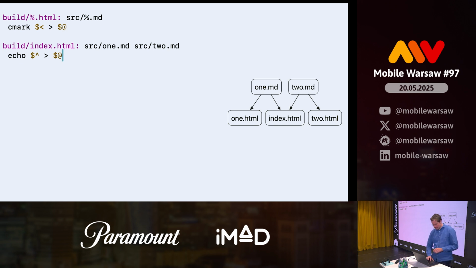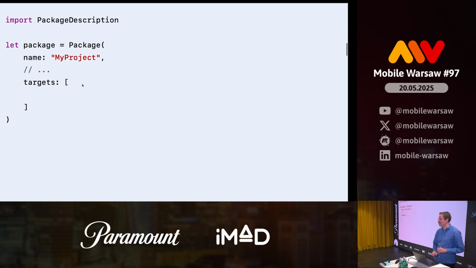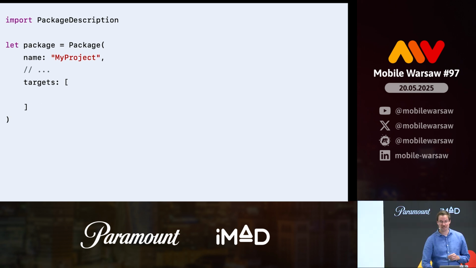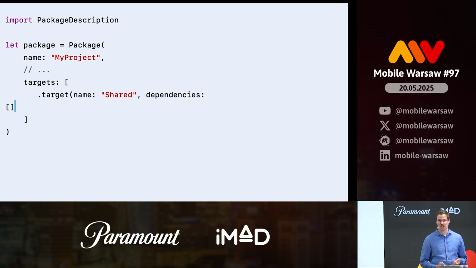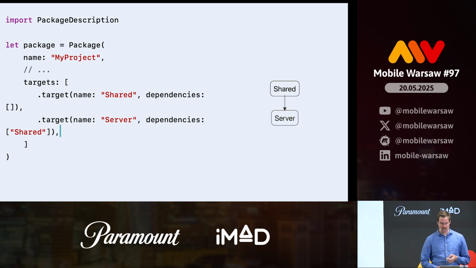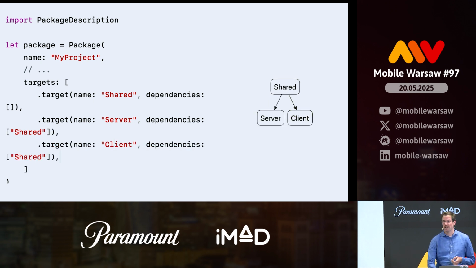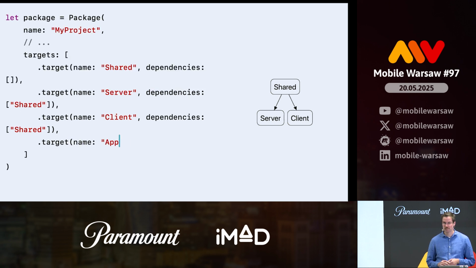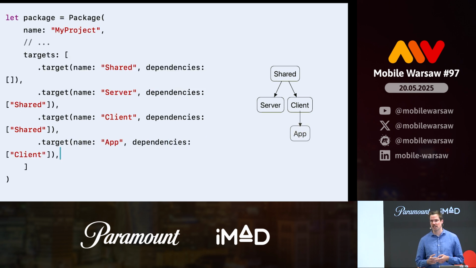Okay, so let's continue with the next example. Let's see if I can scroll correctly here. This is maybe already a bit closer to home: Swift packages. And these are an incremental system as well. Let's add some packages. So let's imagine we have a shared package with no dependencies. We have a server package, which depends on shared. We have a client package, which also depends on shared. And then we have an app target. And in this case, the app just depends on the client package.